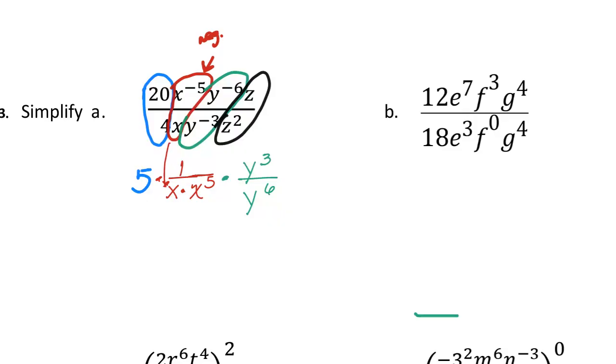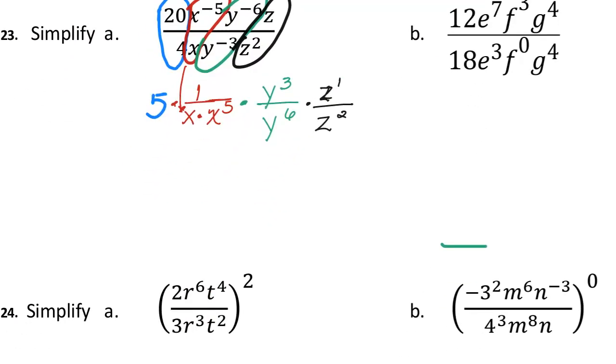And then finally, we have z. So this is z to the first divided by z to the second. Nobody has a negative sign here, but when you divide, what do we do with the exponents? No, we don't add. You subtract. Yes. So this is going to be z to the 1 minus 2.